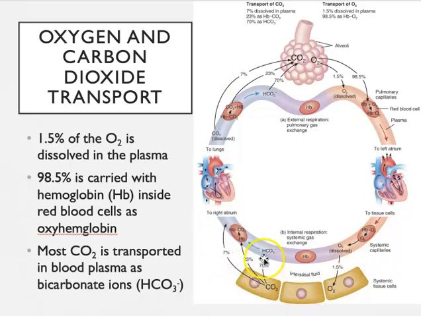The vast majority of carbon dioxide will be transported as bicarbonate ions, and then some of it will bind to red blood cells as well. However, the carbon dioxide that binds to red blood cells does not bind in the same location as the oxygen does, so they don't necessarily compete for the same binding sites.